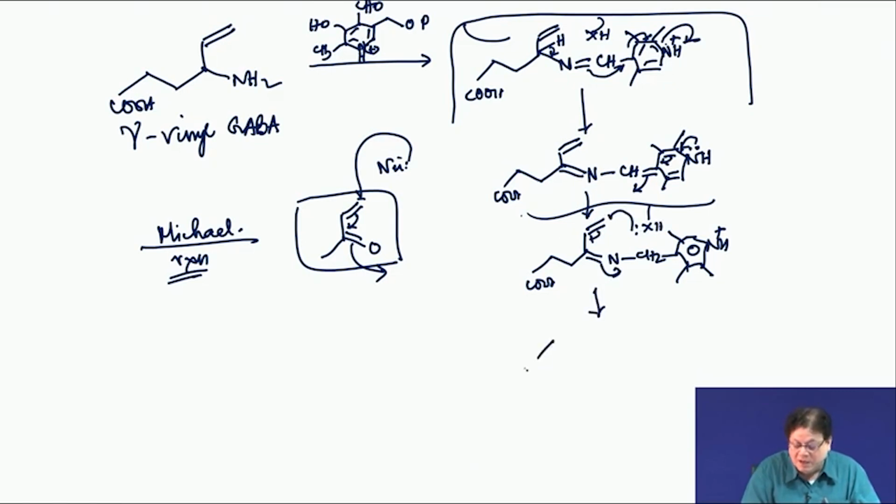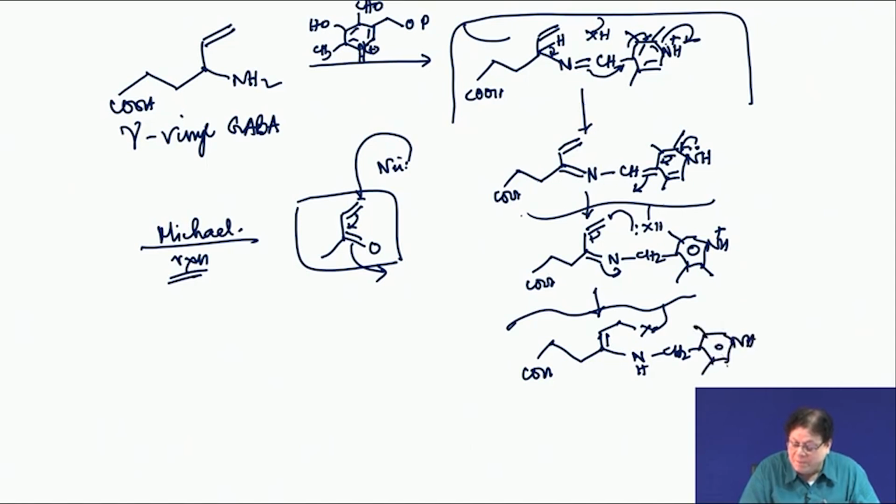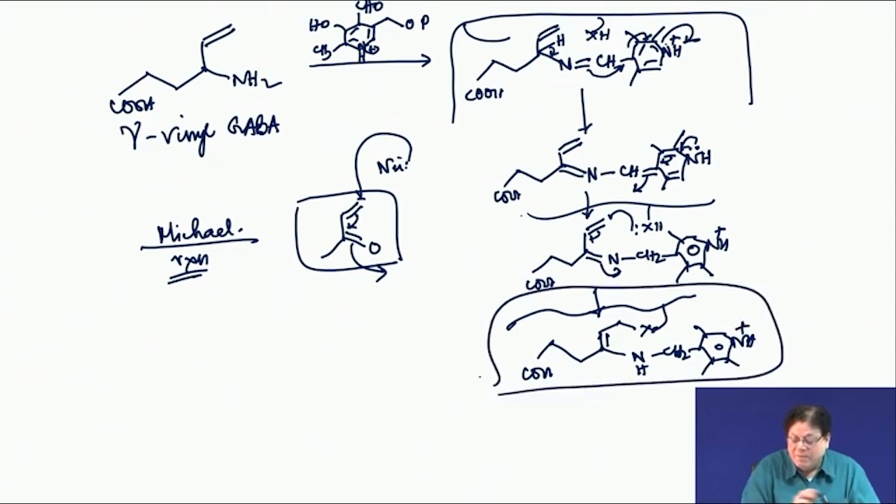So, basically CO2H and then X will add here, and that will be a double bond here, and this NH and then CH2, and you have this pyridinium thing, NH plus. Now, this will remain like that.